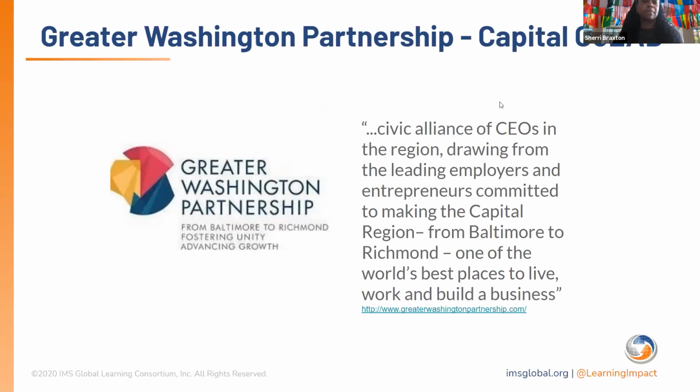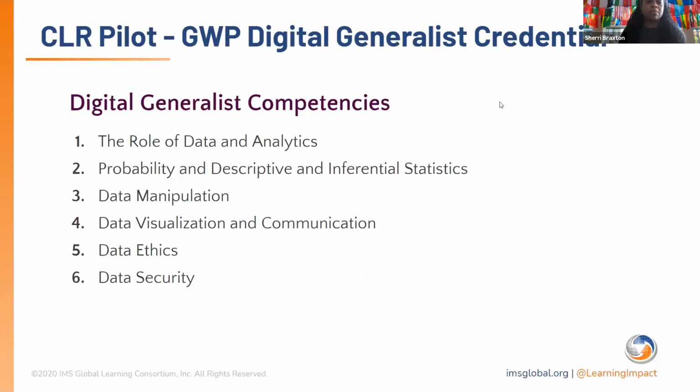Next slide. There are 6 competency areas under what we're calling the digital generalist, which is focusing on these non-technical majors, from data and analytics through data manipulation, data ethics, data security. Now the goal here is not to make them subject matter experts on these topics, but to give them the foundation they need to be able to work within these companies.